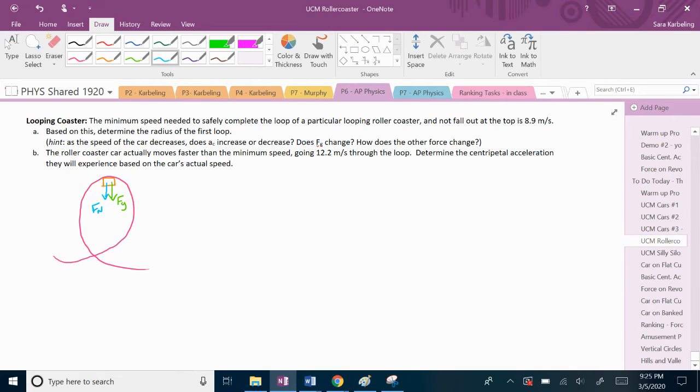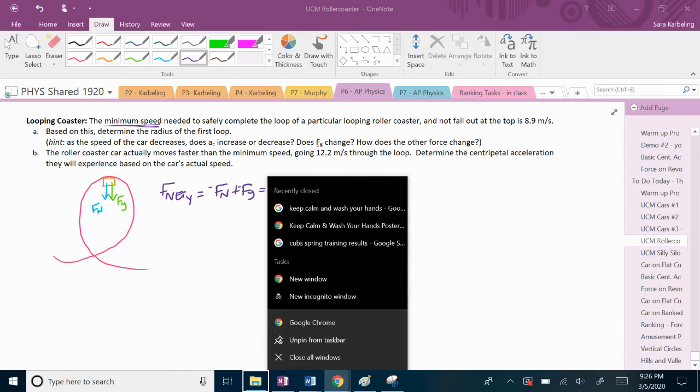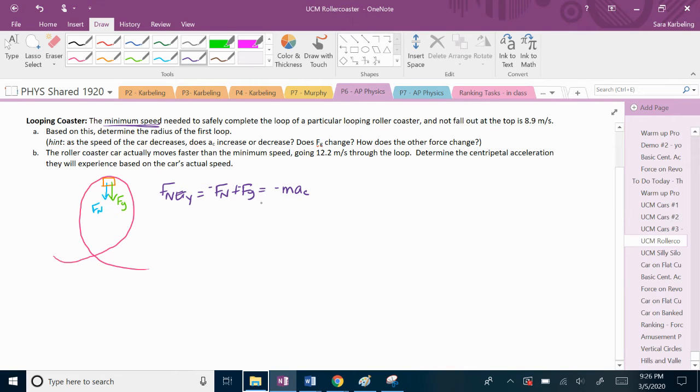If we write down an F net equation for that, then we've got F net in the y direction is equal to Fn plus Fg. They're both pushing in the negative direction and causing a negative centripetal acceleration on the car. It says here that it's the minimum speed, so we need to think about what that means. I'm going to write down that this is really mv squared over r. I'm just going to take the negative sign out since there's a negative on each one of those.